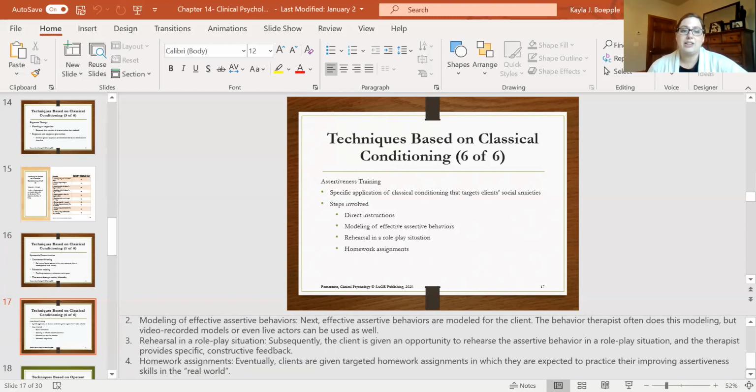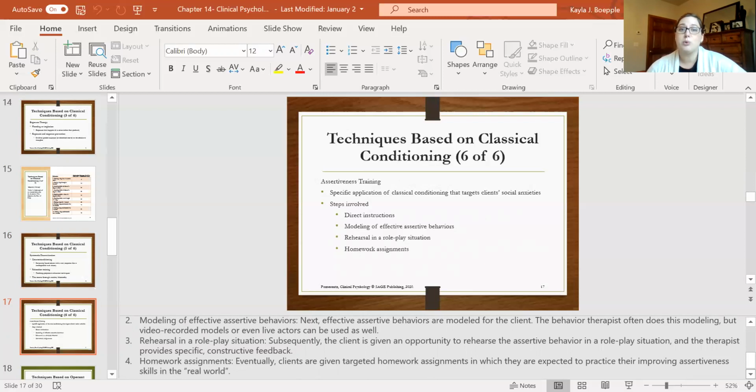Next is going to be modeling of effective assertive behaviors. Effective assertive behaviors are modeled for the client. The behavioral therapist often does the modeling, but video recorded models or even live actors can also be used to show the person what appropriate behaviors look like.